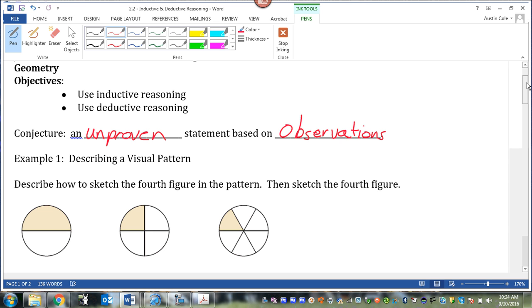How many of you have taken science class? Yeah? Everyone, you made it. So, what in science is an unproven statement based on observation? Hypothesis. A conjecture is just the math way to say hypothesis, because we already use hypothesis in some class. Okay?